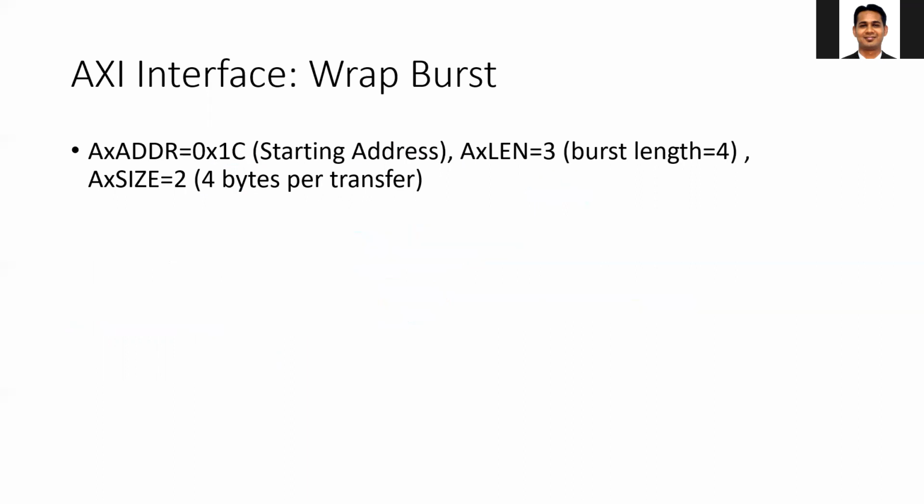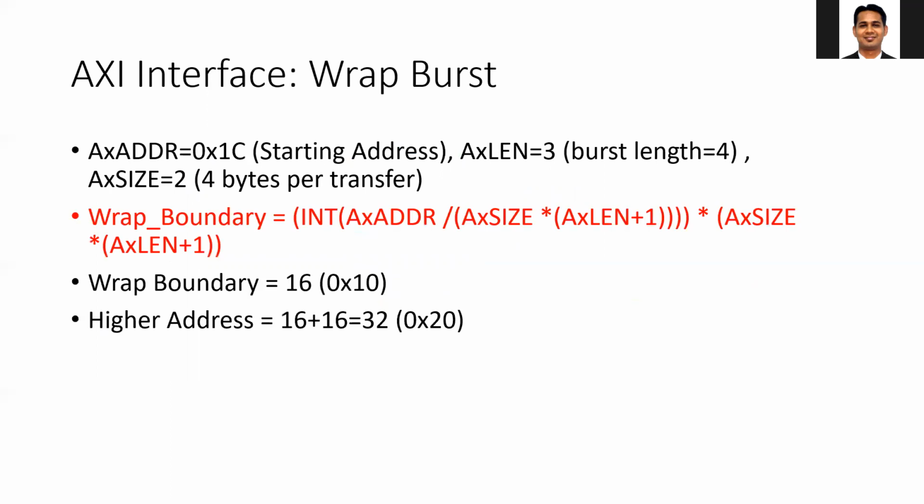So given the address, the AXLEN and AXSIZE, you should be able to calculate the lower wrap boundary and the upper wrap boundary, so that you should be able to know how the slave will start writing. From the starting address, the slave will go up and reach the higher address, which is HA, and it will go back to the wrap boundary, and then it will write the remaining data up to this point.